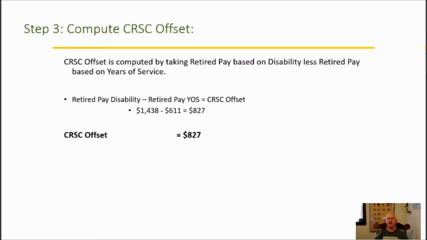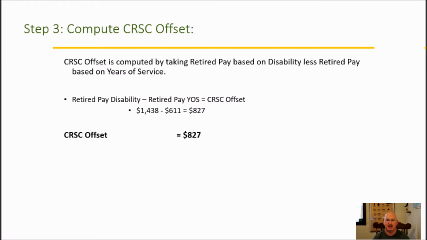Alright, so now what do we do with these numbers? We take the medical retirement pay amount and subtract the length of service retired pay amount. That's how we come up with what the CRSC offset is. This is actually a critical number for what comes next. Believe it or not, you can be eligible for CRSC and get $0.